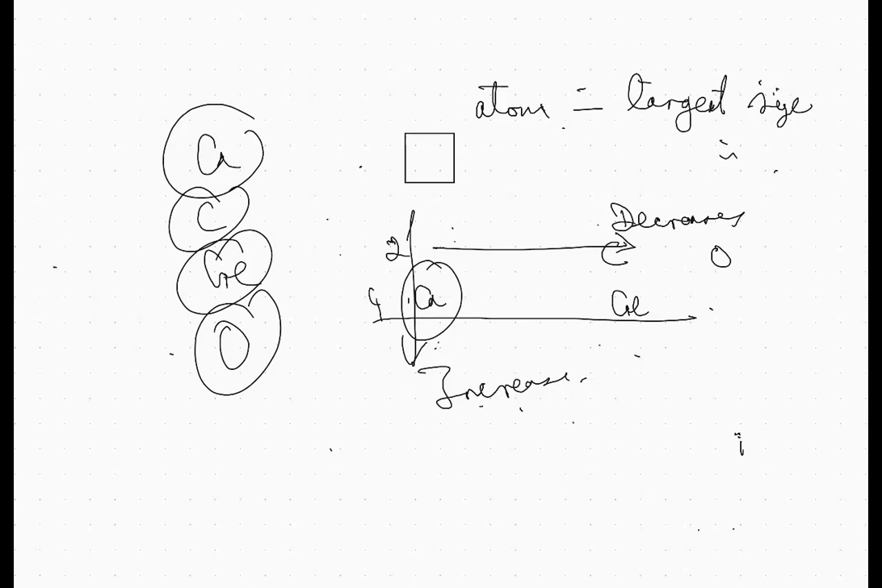If the question asks for the smallest size, then it is going to be oxygen, because oxygen is higher up and towards the right. So that is how the decrease goes, right? It is going to the right side and it is up. So size is decreased.